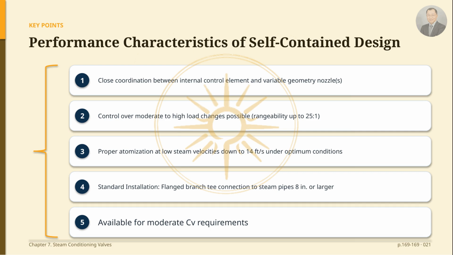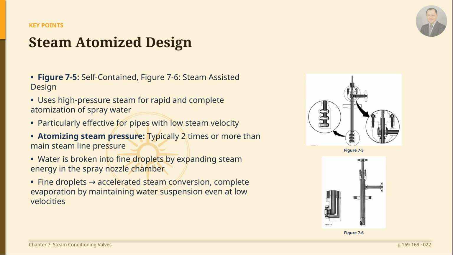I will now explain the performance characteristics of the self-contained design. Because the internal intrinsic control element and the variable geometry nozzle work in close coordination, this unit can control load changes from moderate to high levels. The rangeability is possible up to 25:1. Atomization performance is also properly ensured even at steam flow velocities as low as 14 feet per second under optimum conditions. Standard installation is performed through a flanged branch connection T on a steam pipeline of 8 inches, or larger, and it corresponds to moderate CV requirements. I would like to introduce the steam atomized design.